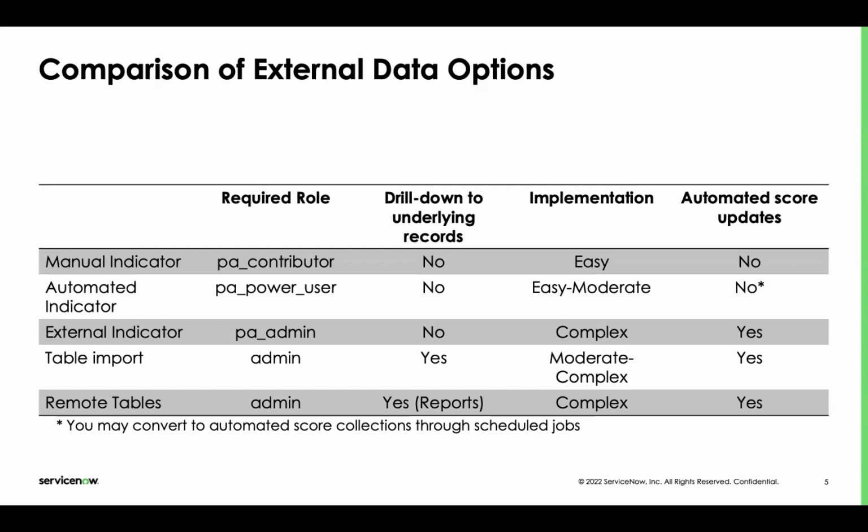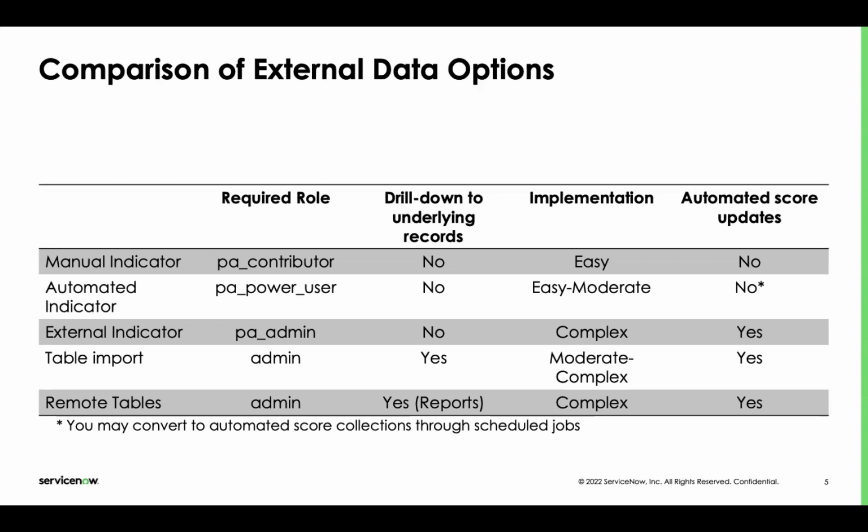So with manual indicators, you just need a PA contributor. There is no drill down to underlying records. When I have a score in Analytics Hub, that's as far as I can go. I can apply breakdowns with manual indicators, but I can't drill down into the underlying records. It's very easy to implement, and scores are not automatically updated.